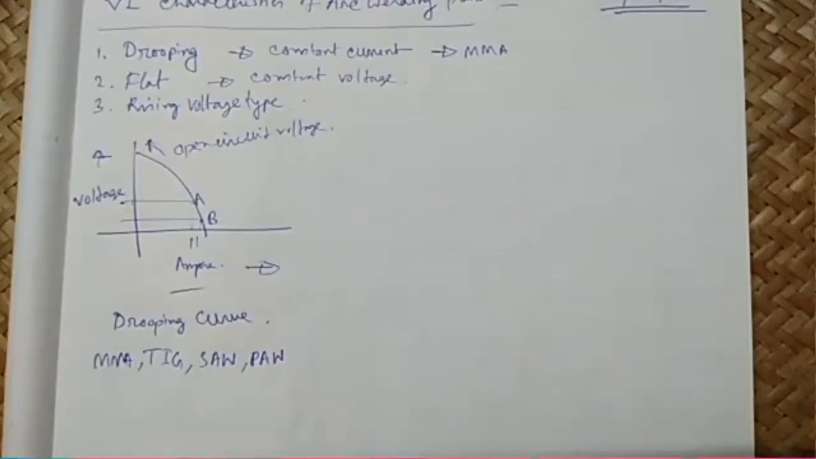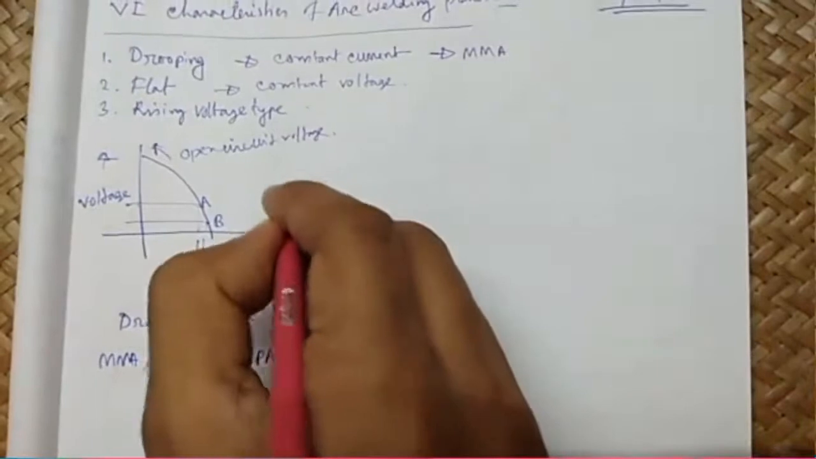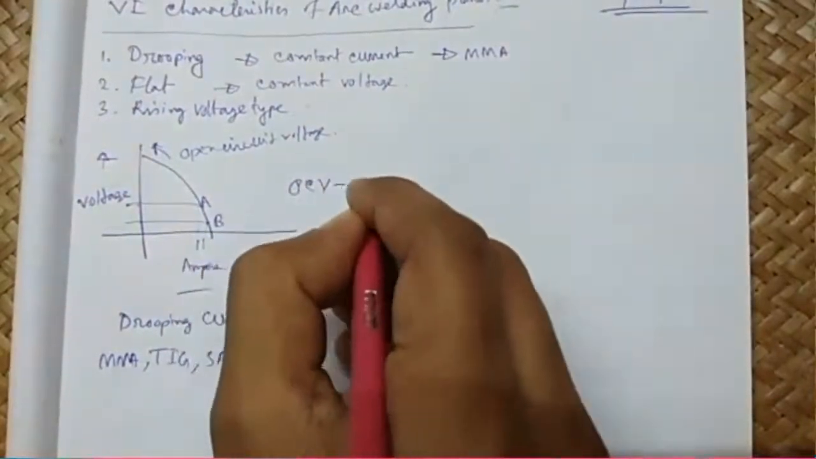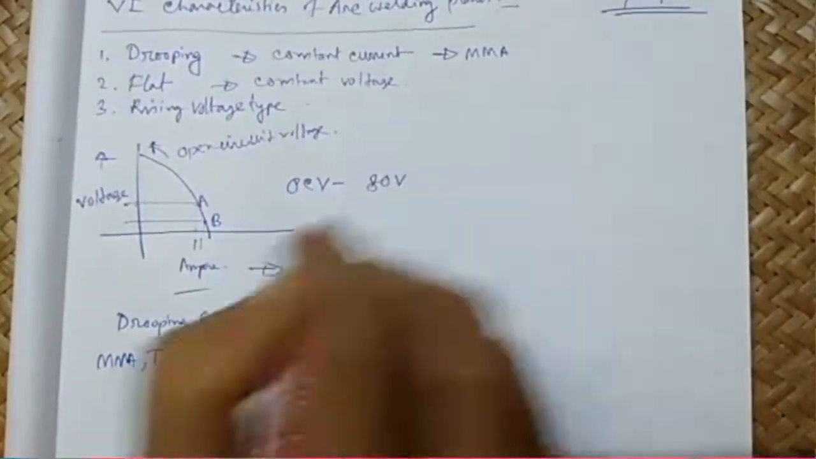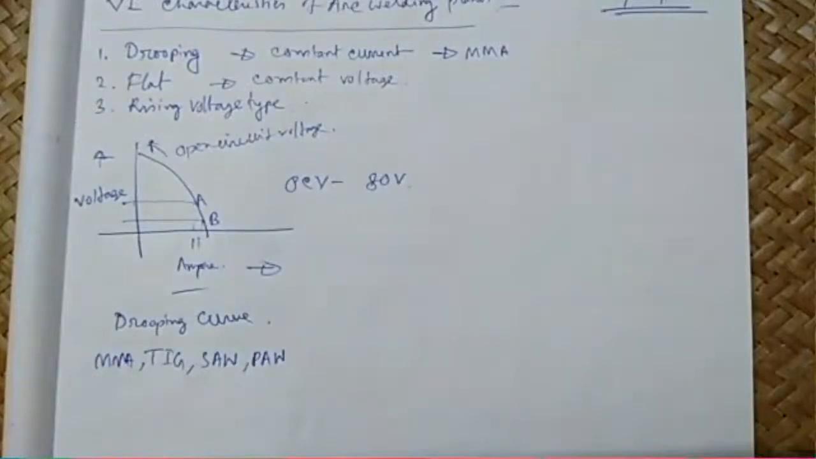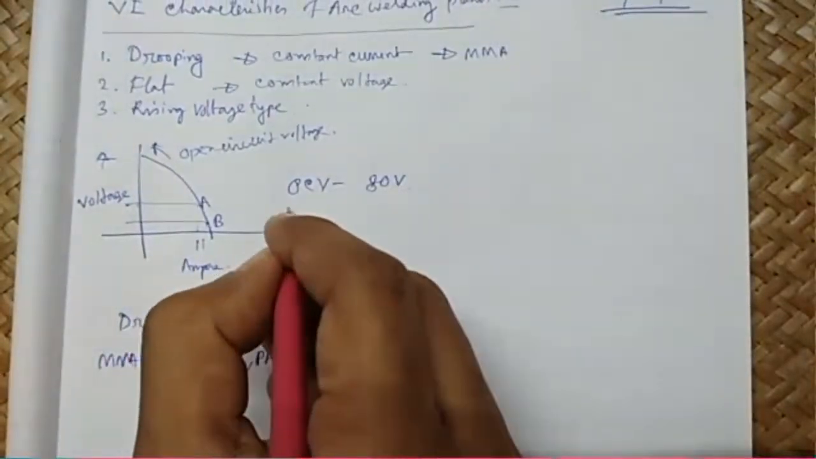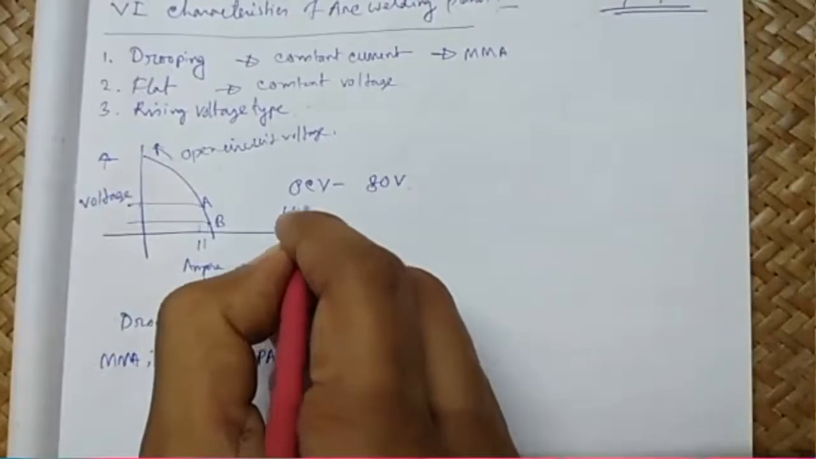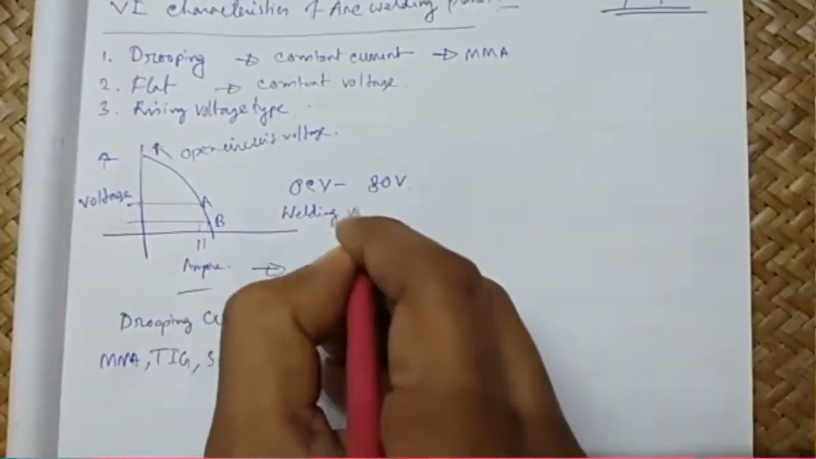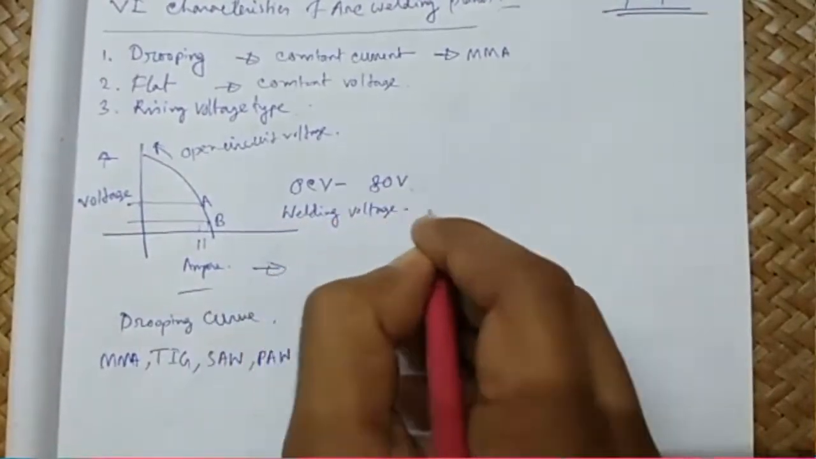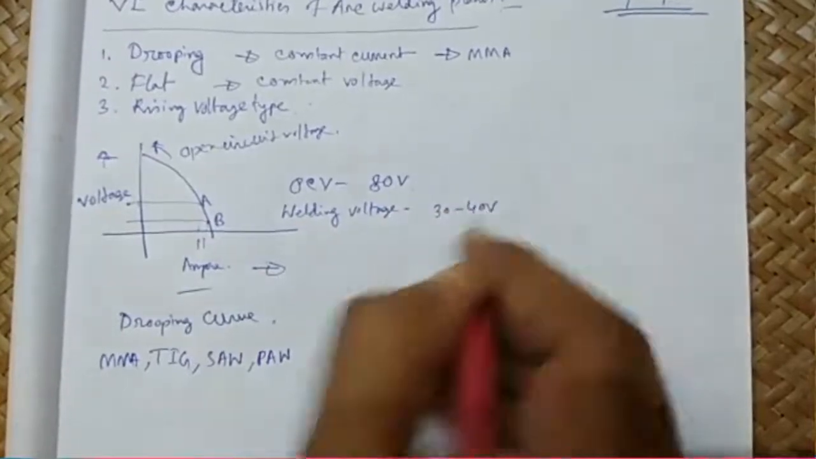So if the gap becomes lower, the voltage also reduces, and if the gap becomes higher, the voltage increases to keep the current constant. And the open circuit voltage, OCV, for this case is about 80 volt, and when welding is going on, the welding voltage or working voltage is 30 to 40 volt.